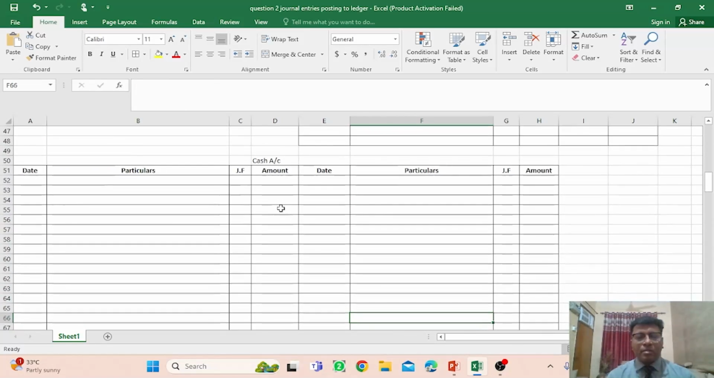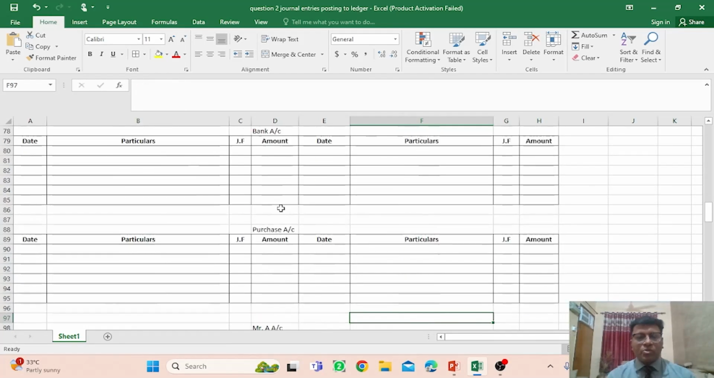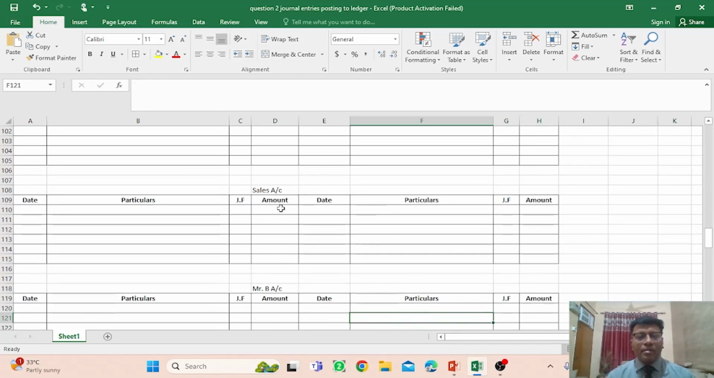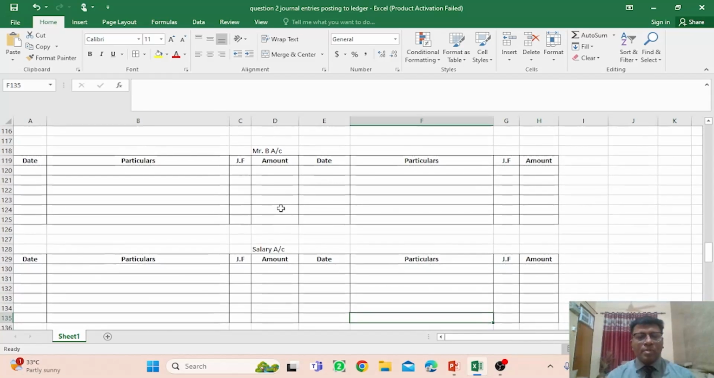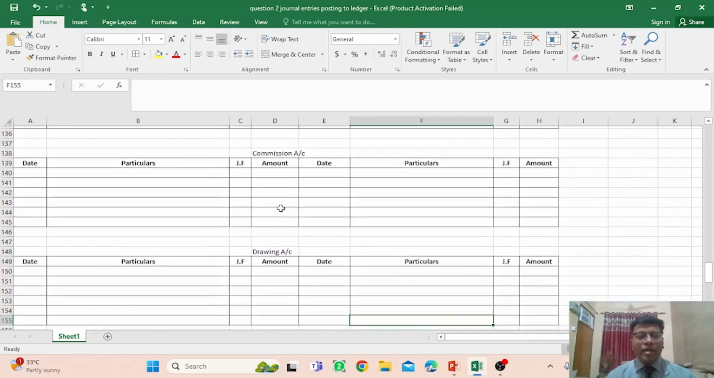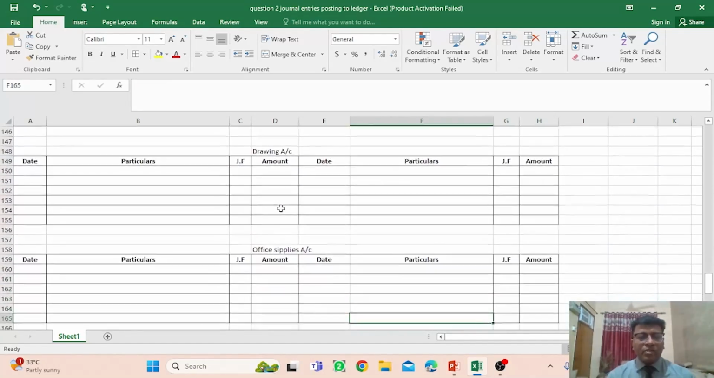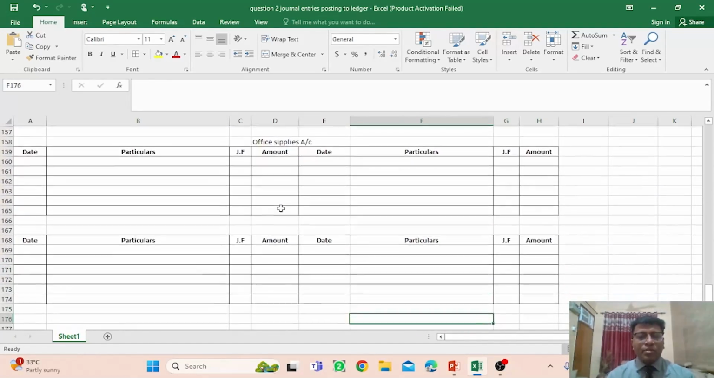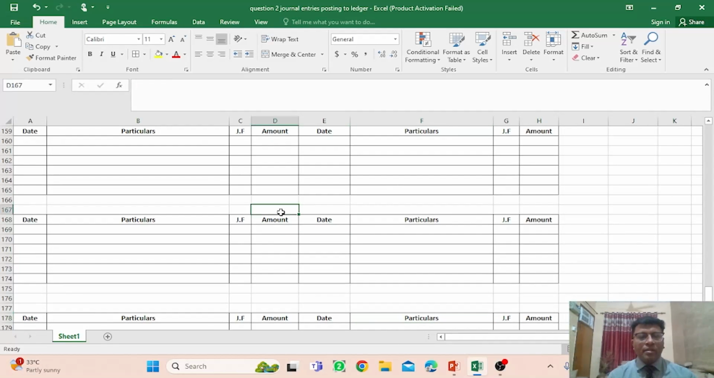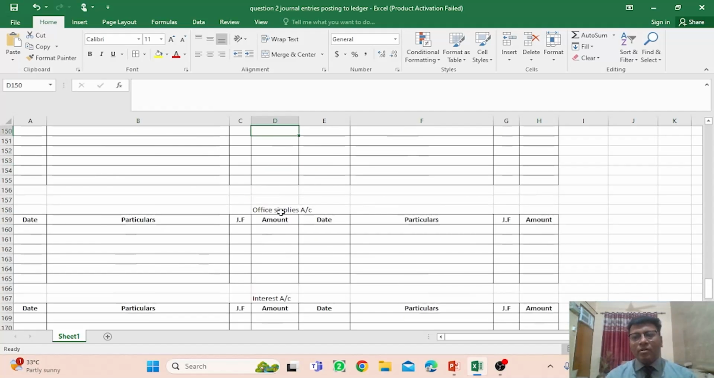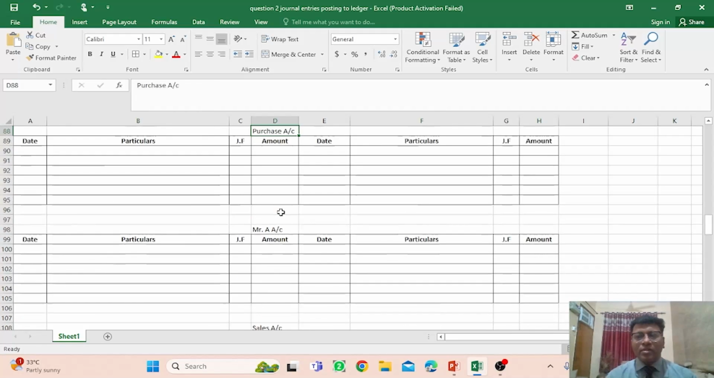and A and B. Mr. A's account is already open, right? And Mr. B account is open, and we have to open the interest account because you received the bank interest, so you need to open interest account here, right? So we have opened the different accounts as per the need.